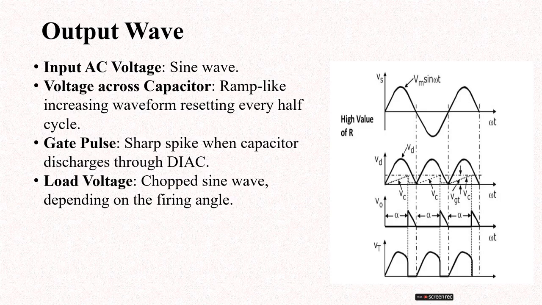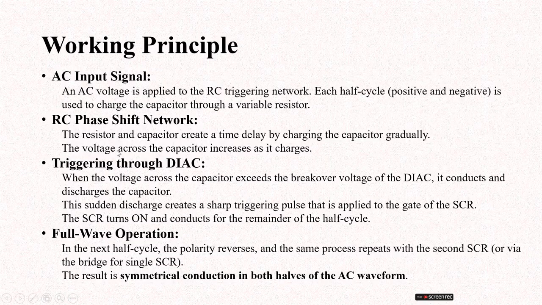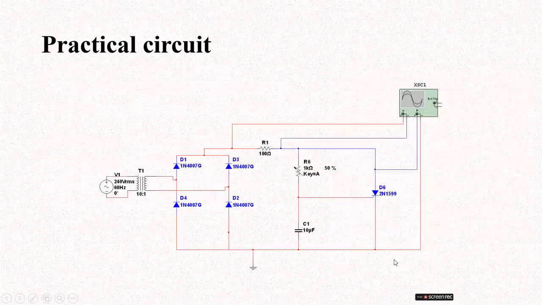I will show this in the demonstration. In triggering through the diac, when the voltage across the capacitor exceeds the breakover voltage of the diac, it discharges the capacitor. This gives full wave operation. In the other half cycle, the polarities reverse and the same process is repeated with the second SCR.